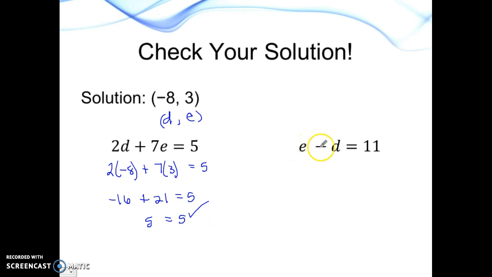Making sure to check the other equation as well. Substituting in 3 for E, a negative 8 for D. So minus a negative 8, this becomes 3 plus 8. And 3 plus 8 is 11. So this one also checked out.